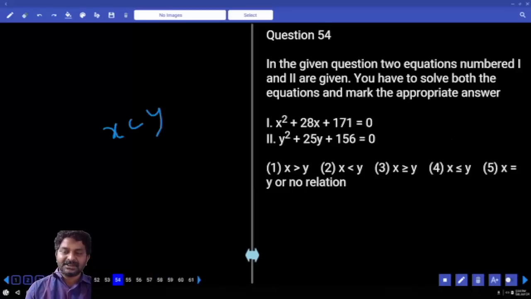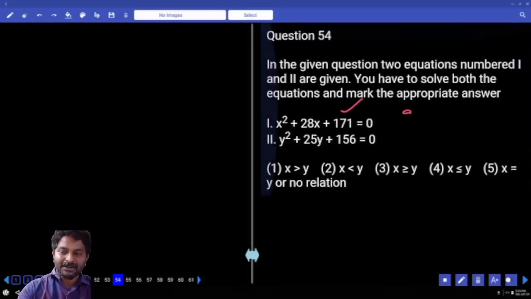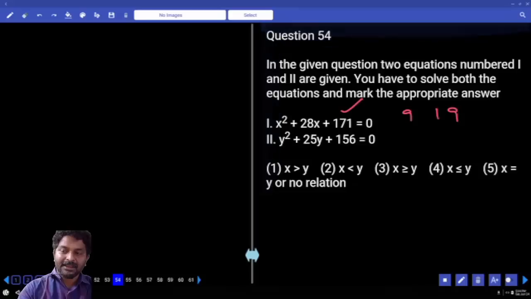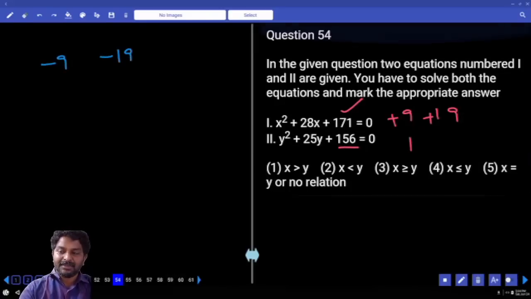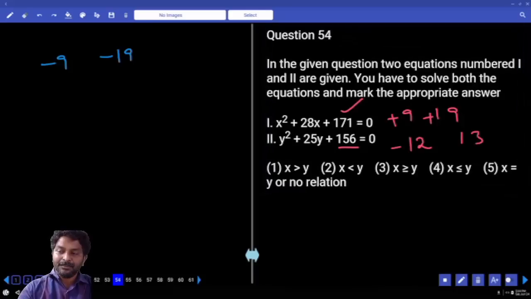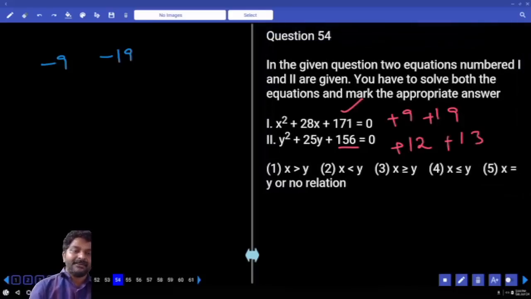Is it a free question? No. Come on. 171, 9 multiple? 9 times 19. Combination is plus 9 plus 19. Factors are minus 9, minus 19. 156 can be written as 12 and 13, plus 12 plus 13. Factors are minus 12. Done. You don't need the other number. Minus 12 lies in between these two numbers.